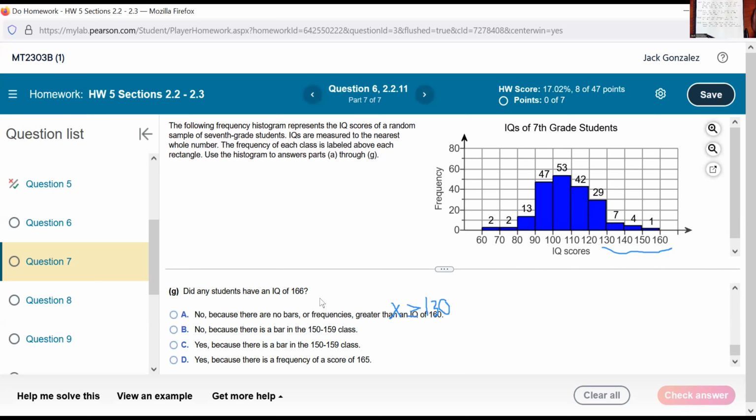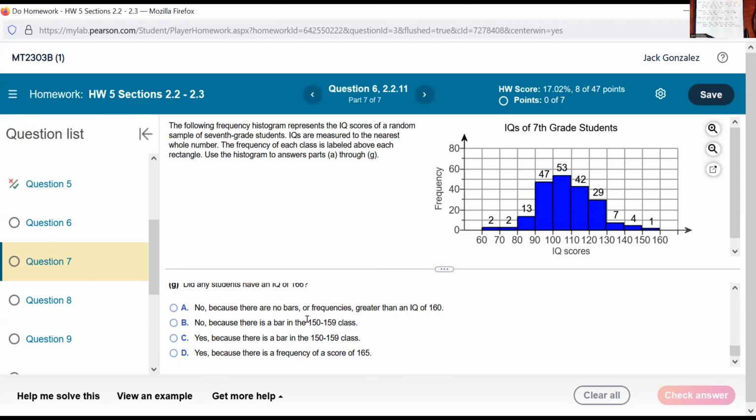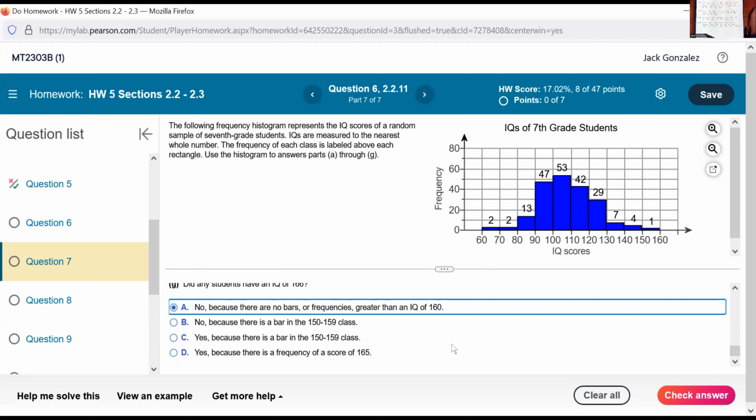Okay, last part for this question. Did any students have an IQ of 166? I don't think so, right? Why not? Because it only goes to 160. Yeah, the category ends right at 160. Makes sense to me.